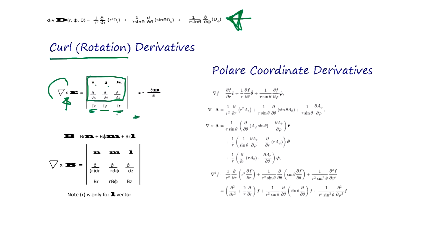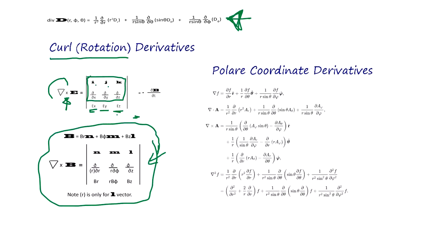Okay, and so converting to polar coordinates, we have this equation. The polar coordinate looks different for every derivative. This is the gradient derivative, this is divergence, and this is the curl derivative.